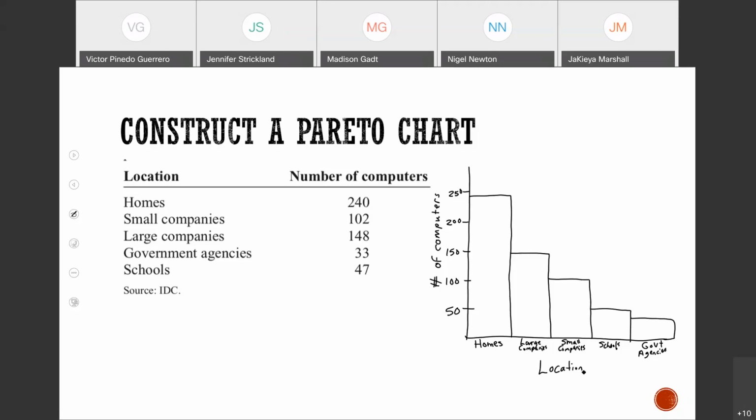All right, so anybody have a question on constructing that one? That's okay here. All right, anybody at home need to ask anything about that particular graph? Okay. All right, so let's move on.